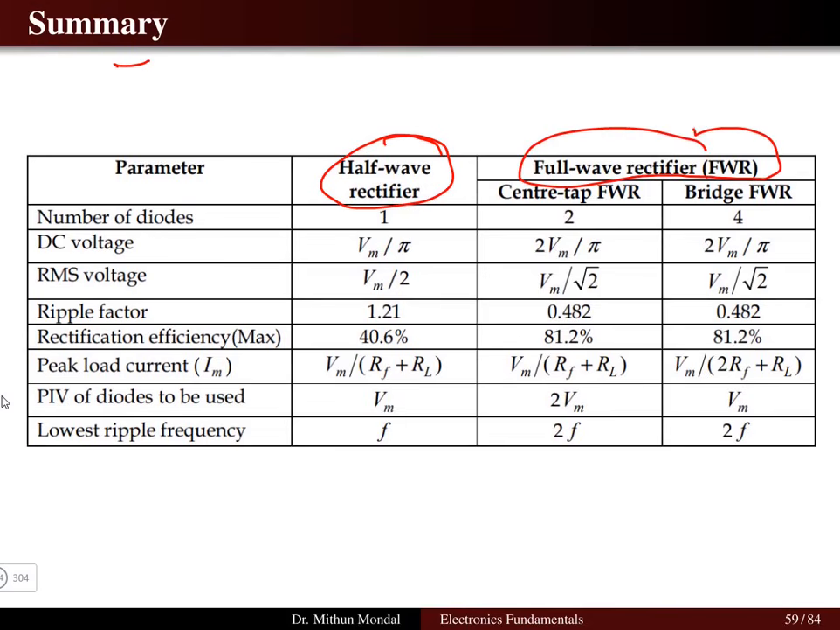So let us see the summary of the half wave rectifier and the full wave rectifier. The full wave rectifier can be center tapped as well as the bridge rectifier. If you see the number of diodes, in the half wave rectifier we are using 1, in the center tapped full wave rectifier we are using 2, and for the bridge we are using 4. The DC voltage that we are getting is Vm by pi in the half wave.